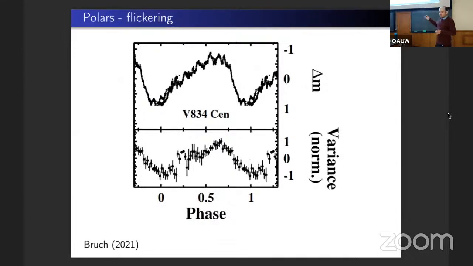So what Bruch published last year is shown here. Top panel is just the orbital variability of one of the polars in their data. So it's a typical variability for a polar. And on the bottom is the change of the amplitude of flickering. And here we can see that the maximum amplitude of flickering happens exactly at the same time as the maximum of the orbital variability, so the maximum light coming to us, and the same for the minimum. They happen almost at the same time for the flickering and the brightness of the system.